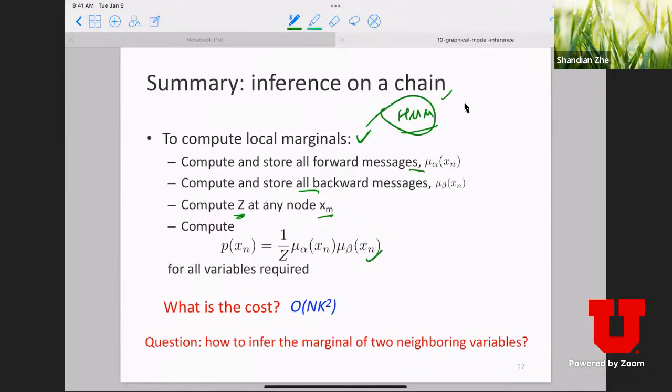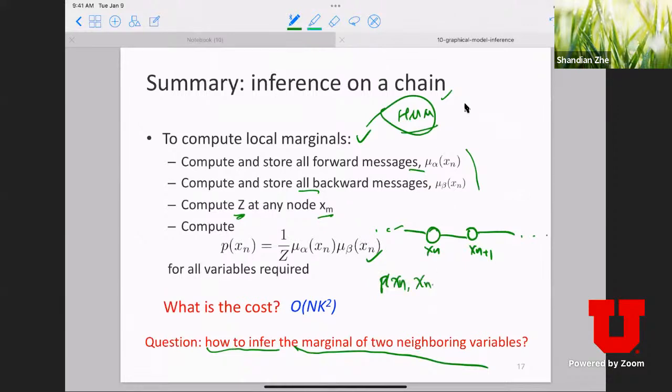Okay. Now I have a question: how to infer? Suppose you have done this. How do you infer the marginal of two neighboring variables, xn and xn plus 1? What if I want to compute the marginal distribution of two neighboring variables, xn and xn plus 1? Any thoughts? That's exactly right. So it's relatively easy.